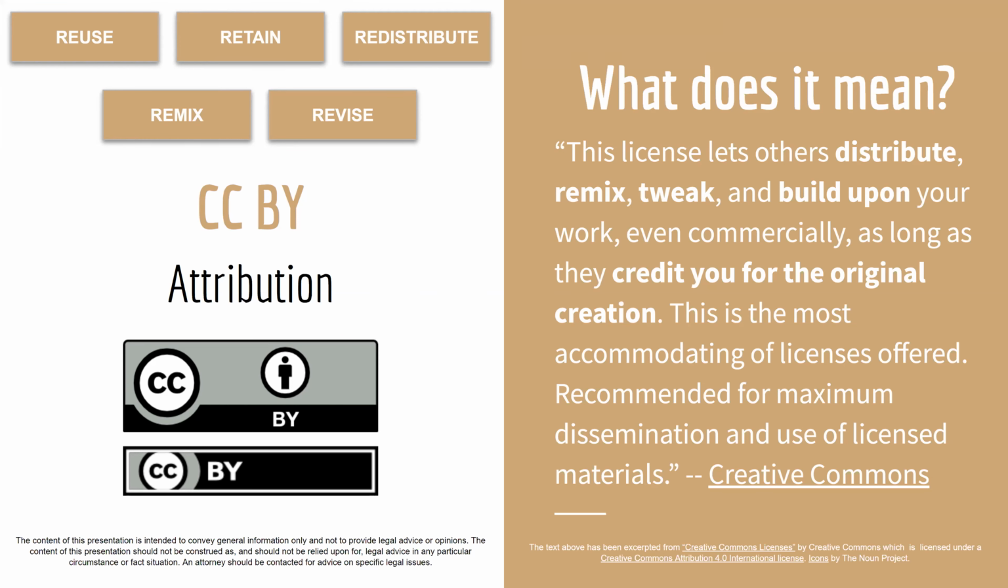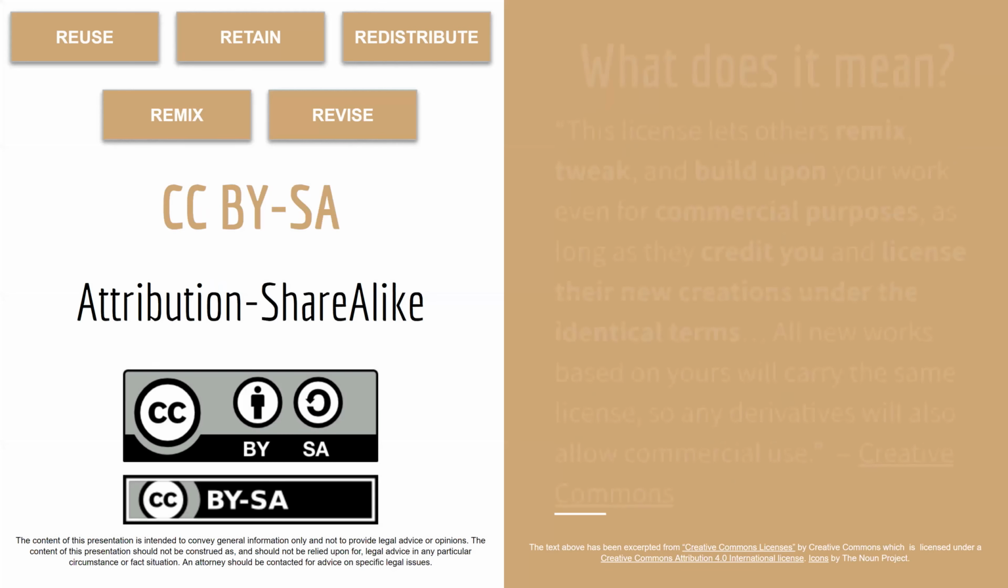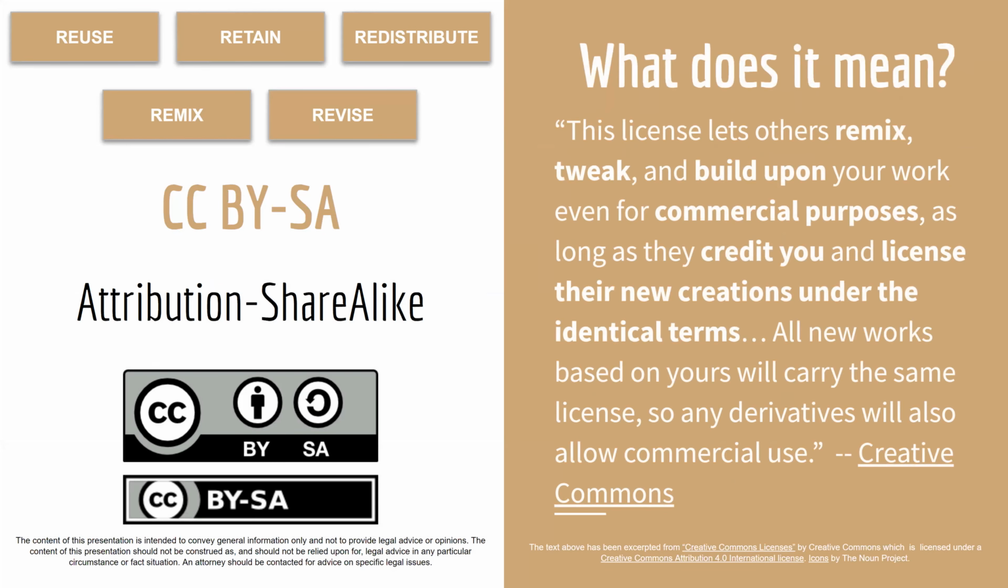With the CC BY, or the Creative Commons Attribution license, a user has permission to do all of these things so long as the user credits the original creation. The CC BY SA, or Attribution Share Alike license, allows users to reuse, retain, redistribute, remix, and revise the material for commercial or non-commercial purposes. However, a user must credit the original work and must license any modified versions of that work under the same or a compatible license.